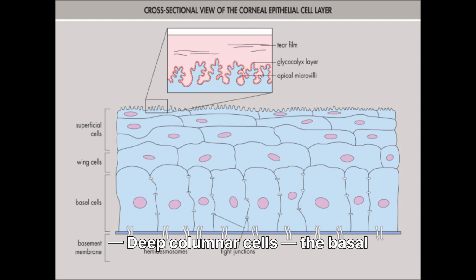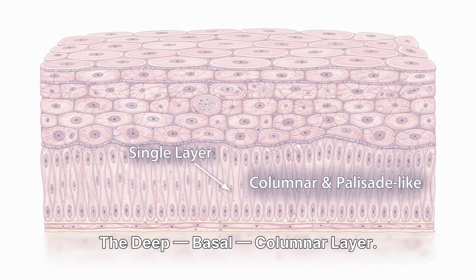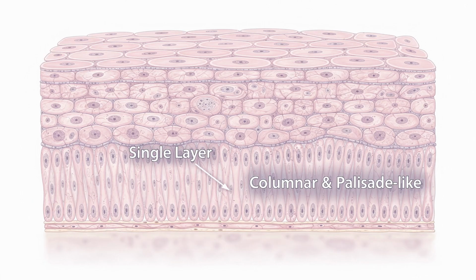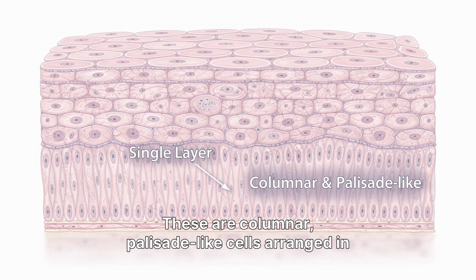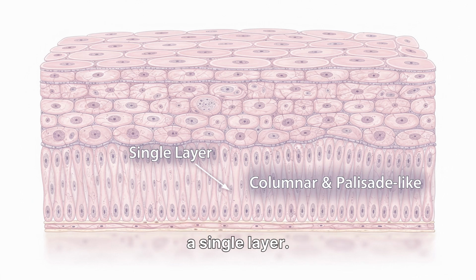Deep columnar cells, the basal layer. 2. Middle wing cells, also called umbrella cells. 3. Superficial flat cells. The deep basal columnar layer: these are columnar, palisade-like cells arranged in a single layer.